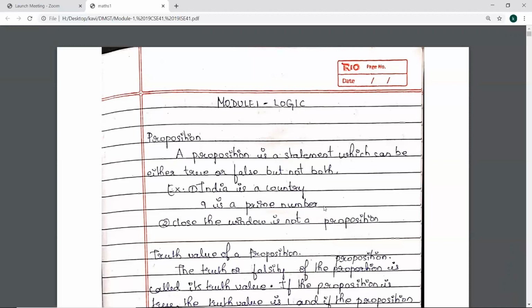9 is a prime number. This is also an example of a proposition. Now consider this statement, close the window. This is not a proposition. Why is it not a proposition? By reading this statement, we can't say whether the given statement is true or not. So this is not an example of a proposition.